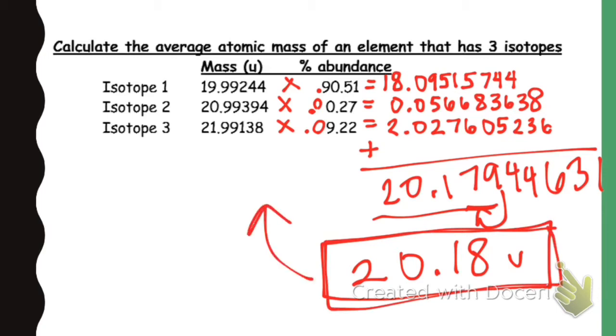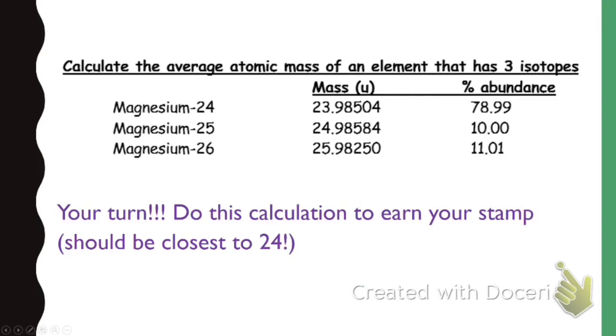Checking my answer, my highest percent abundance was pretty much 20, and my answer is pretty much 20. So, looks good. I feel confident in my answer. I am going to ask you to do this next calculation. Same process we've gone through before, slightly different numbers. Just move your decimals, multiply, and add, and get that final answer. Check your answer. I'm not telling you what it should be, but it should be closest to 24 compared to all of these other numbers.